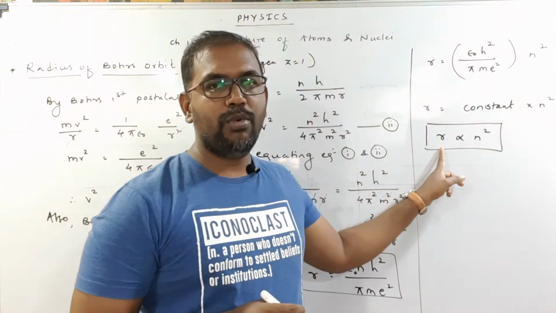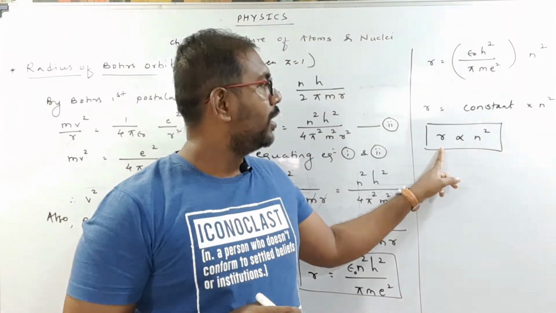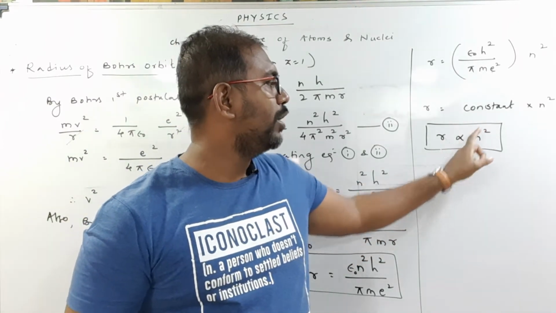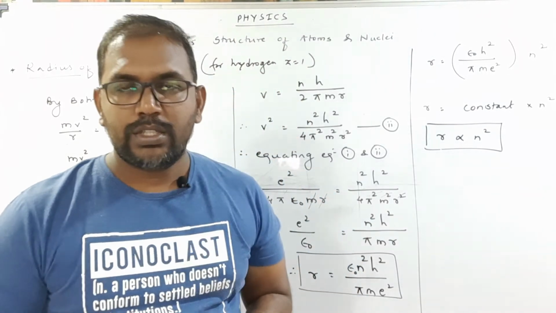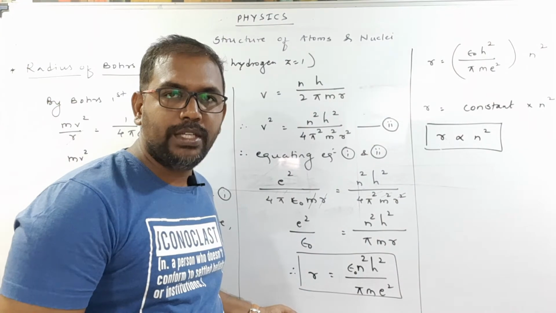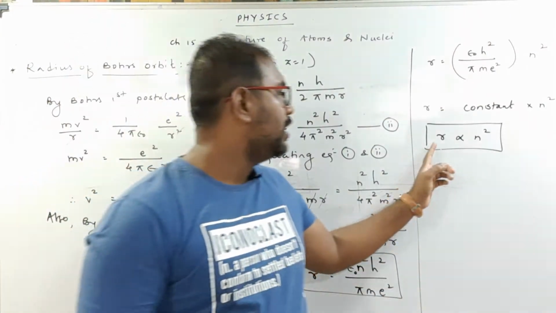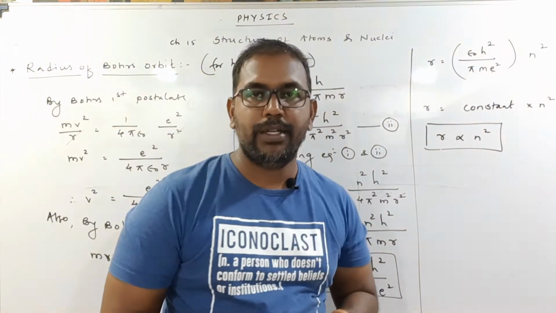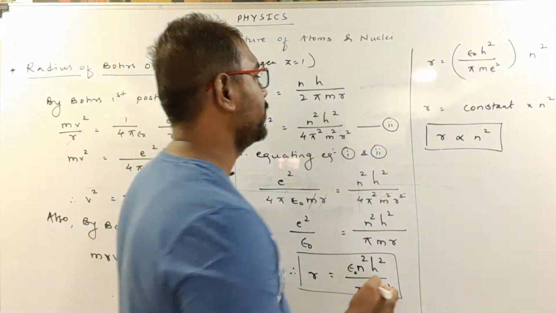Therefore, radius of Bohr's orbit is directly proportional to square of principal quantum number. A question may be asked in examination: obtain expression for radius, you have to write up to this. It may also be asked: show that radius of Bohr's orbit is directly proportional to square of principal quantum number, you have to write up to this.